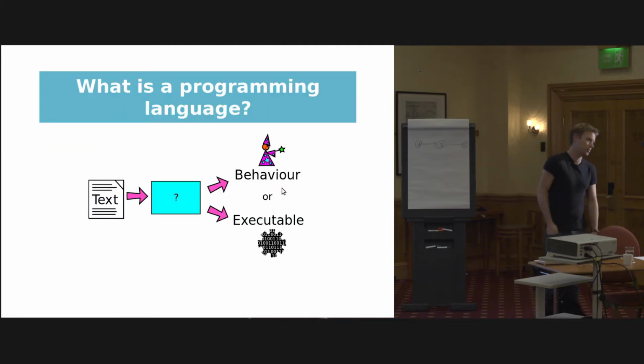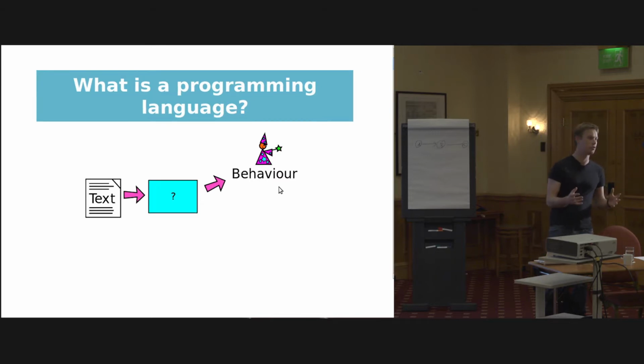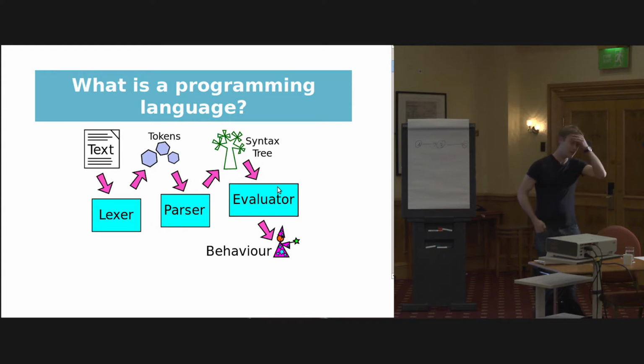So first of all, what is a programming language? Well, a programming language is something which takes in, at least according to me, a text file or some other input, does something magical, and then produces either behavior or an executable that can be used to produce behavior. For the purposes of this talk, we're only going to think about producing behavior directly. So this is an interpreter that I've written. I did try and write a sort of compiler, but it was so bad that I didn't want to talk about it.